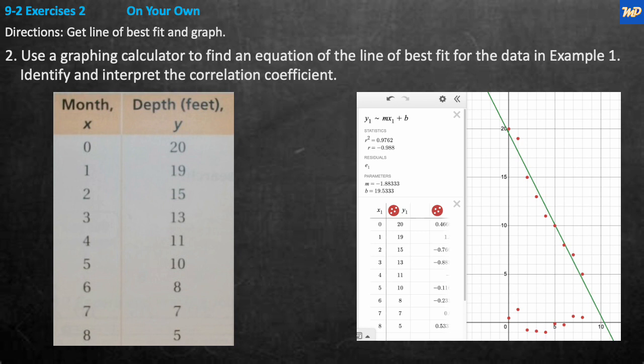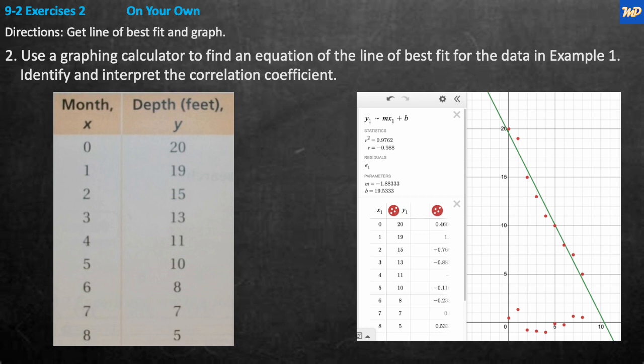Okay, now on your own, you can do the same thing. We have data here. We have the plot of that data. It says using a graphing calculator to find the equation of the line that best fits the data in example 1, identify and interpret the correlation coefficient. I'm just going to ask you to do it. I'm not going to hide the numbers. Type in your numbers, because you can't duplicate my chart that easily, so you have to type it in your calculator to duplicate my chart.